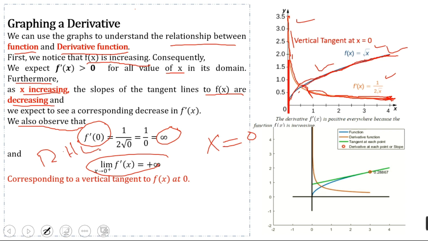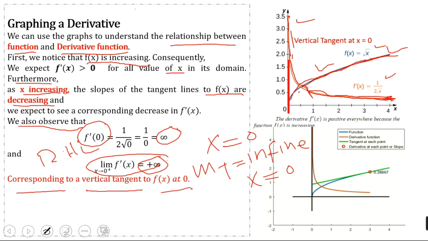As x approaches 0, f prime of x equals positive infinity, and this means the slope of the tangent line is infinite at x equal to 0. So this corresponds to a vertical tangent to f of x at 0. At this point, at x equal to 0, the function has a tangent line, and the slope of the tangent is infinite.